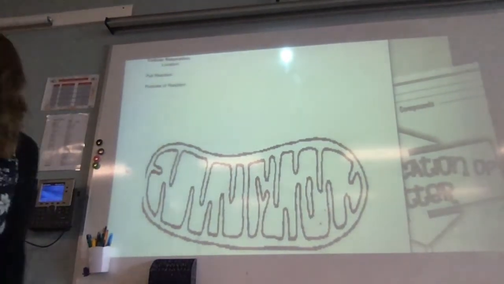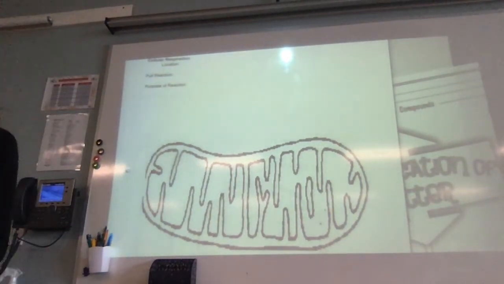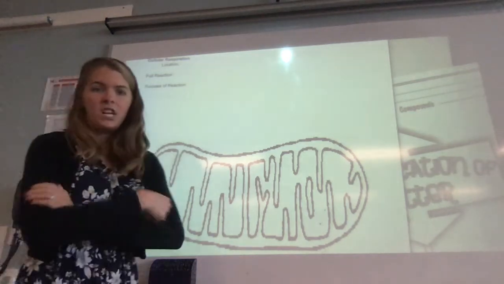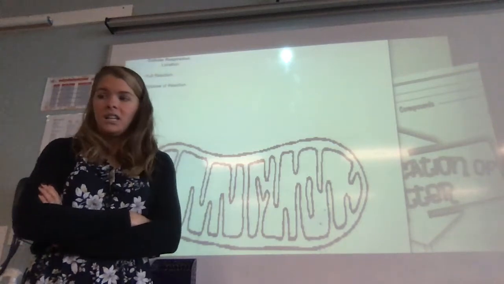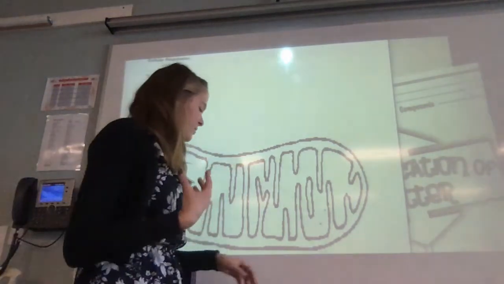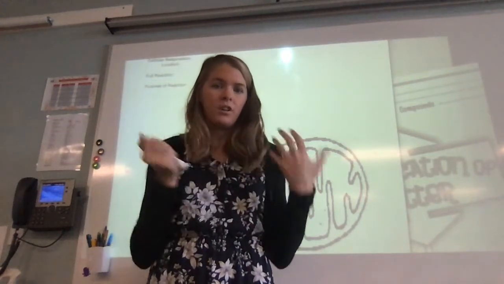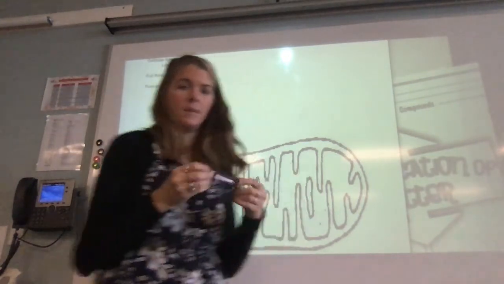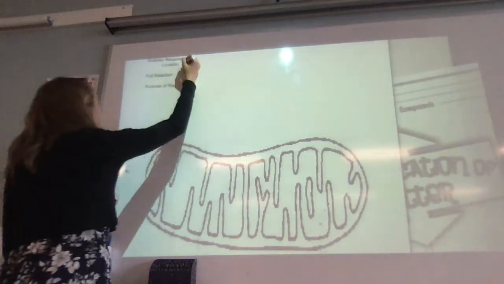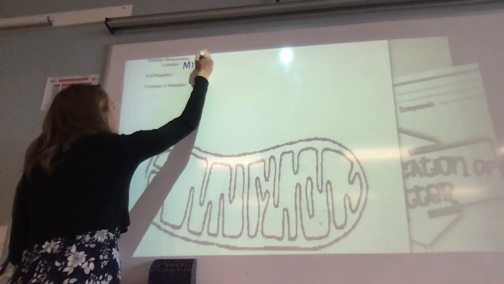Alrighty, so today we're going to be talking about cellular respiration. So cellular respiration is what we as humans do to breathe. It's how we get our energy in our bodies from breathing. So the location of cellular respiration, where do humans make energy? We already talked about this. Where does energy get created in the body? In the mitochondria. So cellular respiration is occurring in the mitochondria.